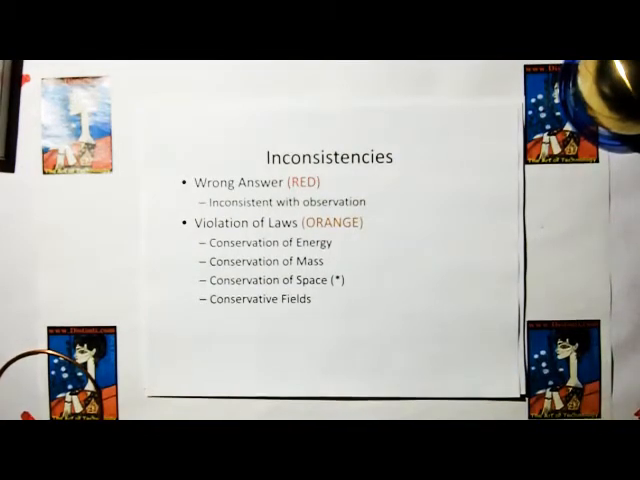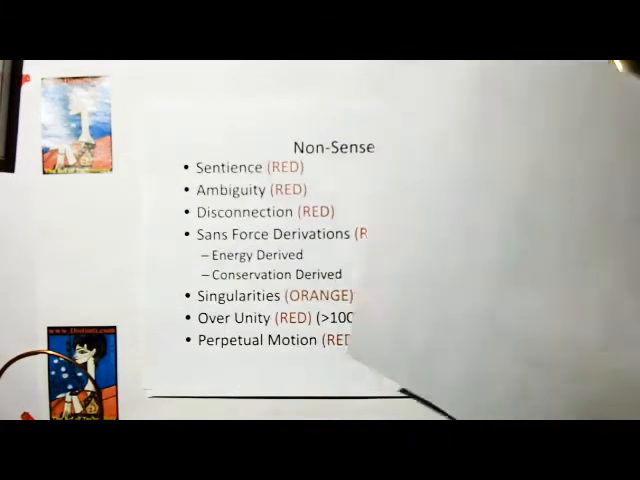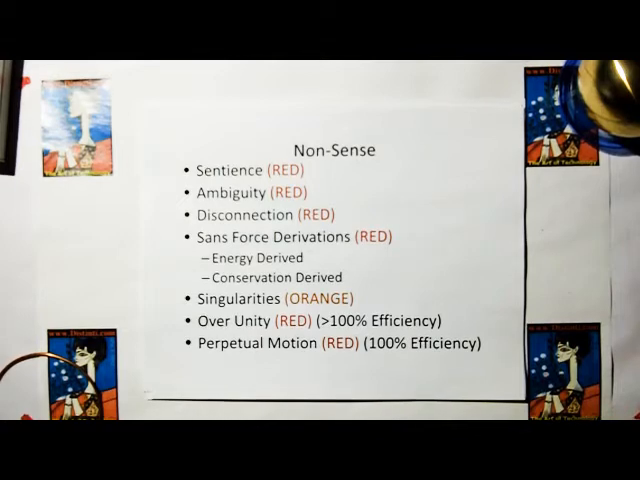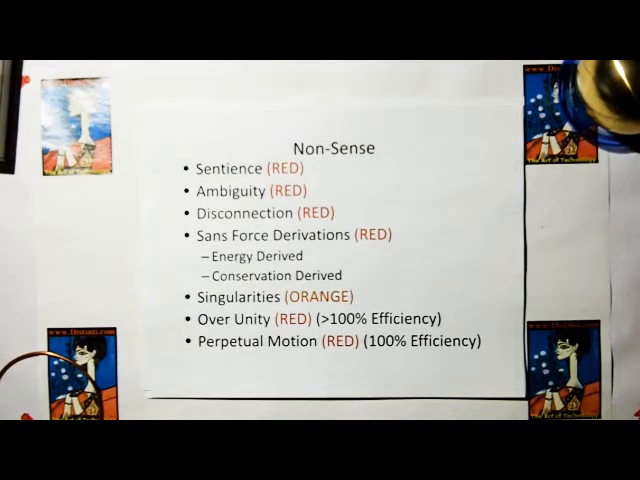Then we have inconsistencies. For example, an inconsistency is when a model gives a wrong answer, or basically it's inconsistent with observation. And then you have violation of laws, like, for example, conservation of energy, conservation of mass. Then there's nonsense. Nonsense is kind of like a catch-all for all the other anomalies or paradoxes or whatever that just don't fit under the other categories.